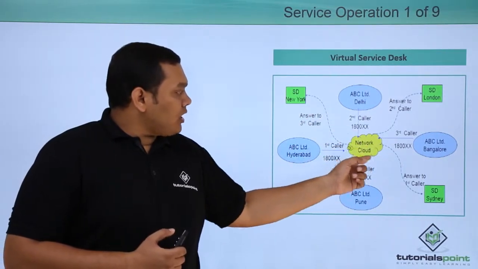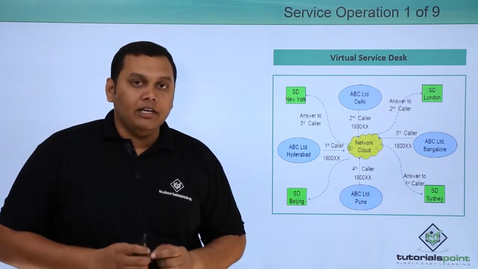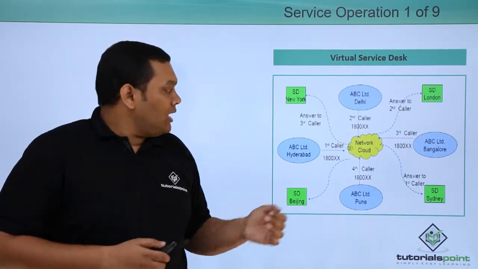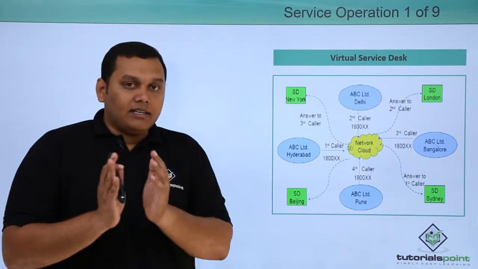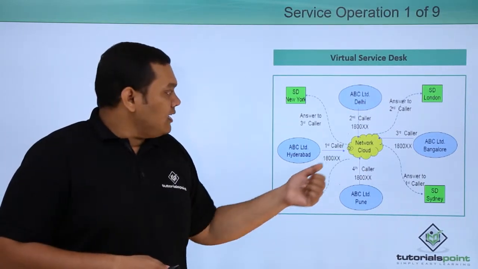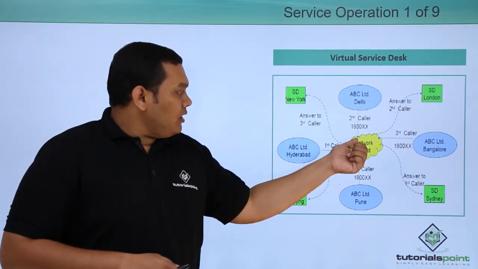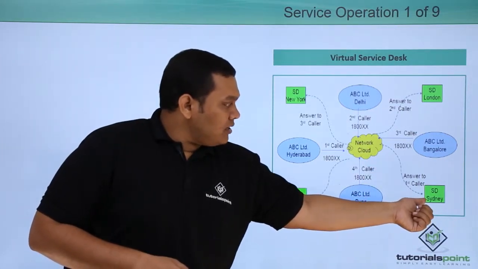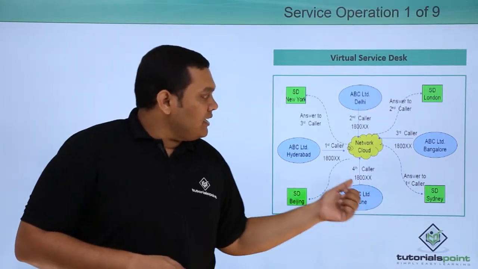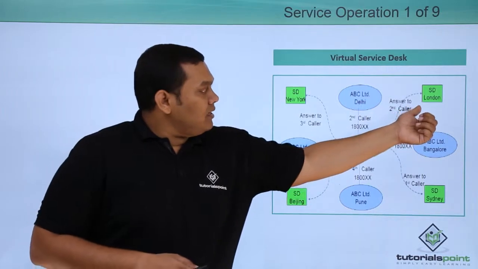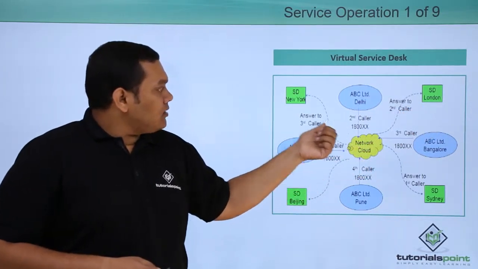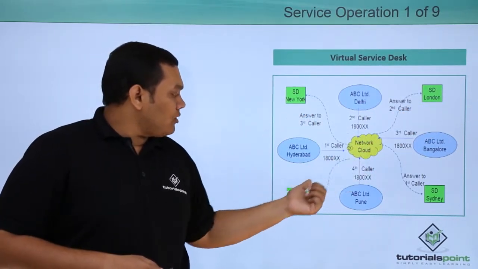After going to the network cloud, where the IVRs are configured for the known issues, if that doesn't resolve the problem of the user, the first caller will go to the international service desk, which is in Sydney. The same way the second caller is answered by the service desk in London, the third caller by New York, and the fourth caller by Beijing.